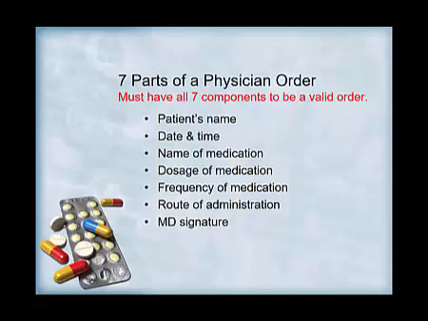Next, we'll talk about the 7 parts of a physician's order. For an order to be legal or valid, it has to have all 7 components in place. The first is the patient's name, then the date and time that the order was initiated, the name of the medication, the dose of the medication, how often it should be administered, the route of administration, and then the signature of the prescriber.